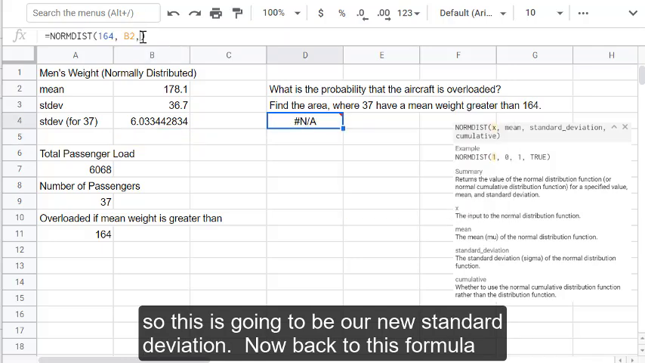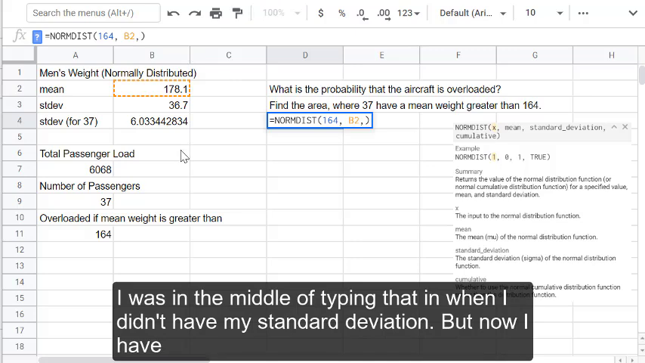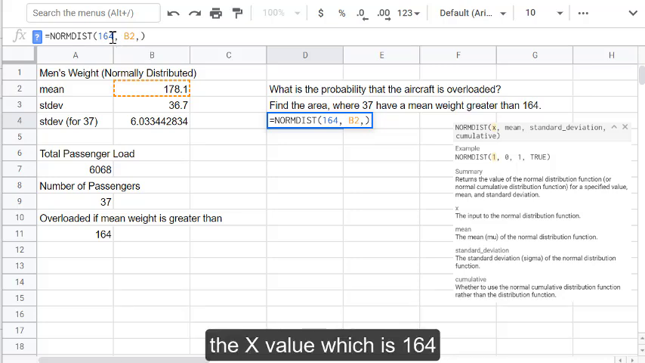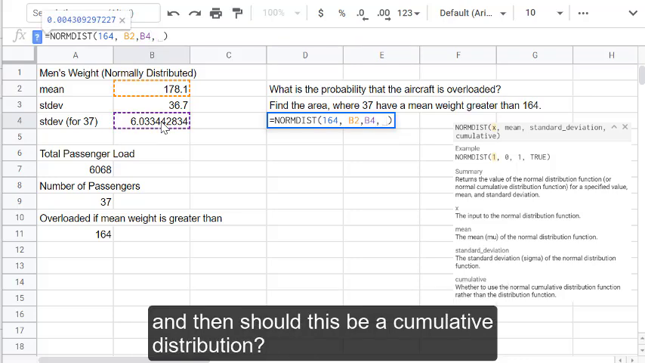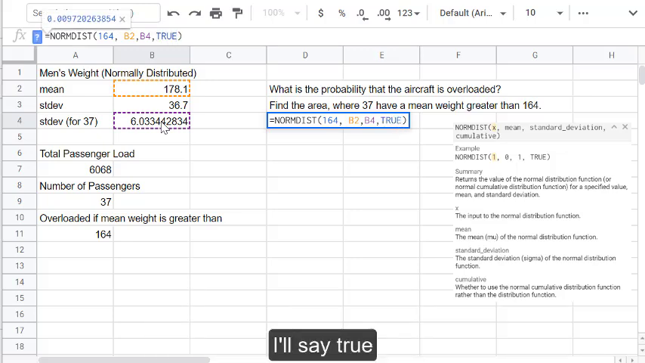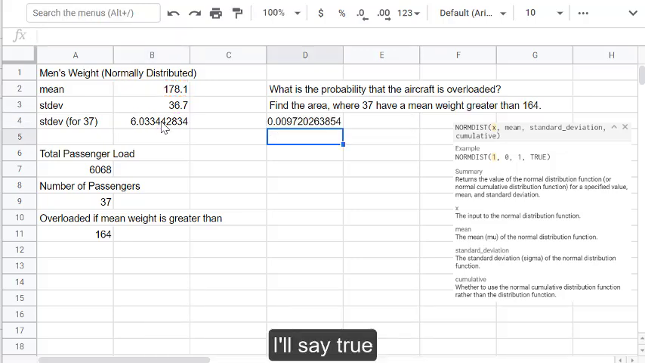Now back to this formula. I was in the middle of typing that in when I didn't have my standard deviation, but now I have the x value, which is 164. I have the mean, and then the standard deviation is going to be the new standard deviation. And then should this be a cumulative distribution, I'll say true, and this is what I get.